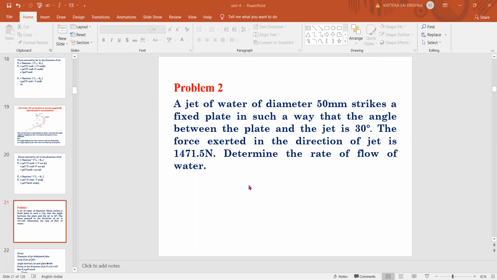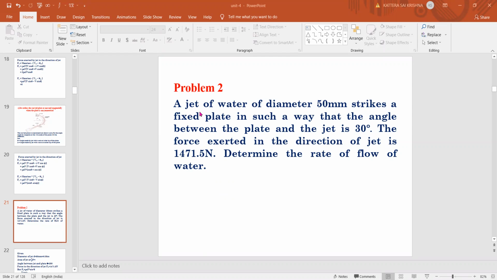In today's class, we'll see the topics which we have covered in the last class, problems on the topics which we have covered in the last class. That is, when the plate is stationary with the different positions, that is vertical plate, inclined plate, and curved plate with the jet at the center, jet at the tip. You have seen all this. Okay, so we'll solve a problem. We'll solve the problems on that, right?